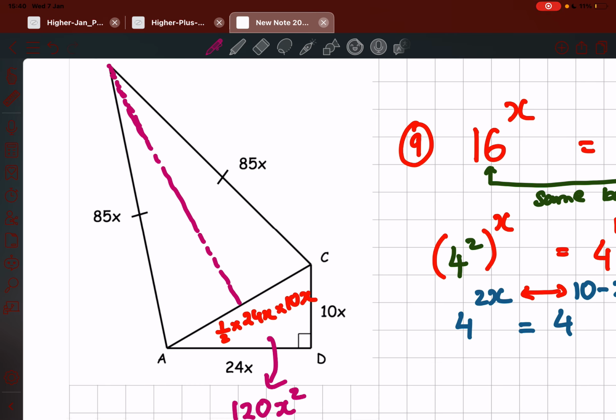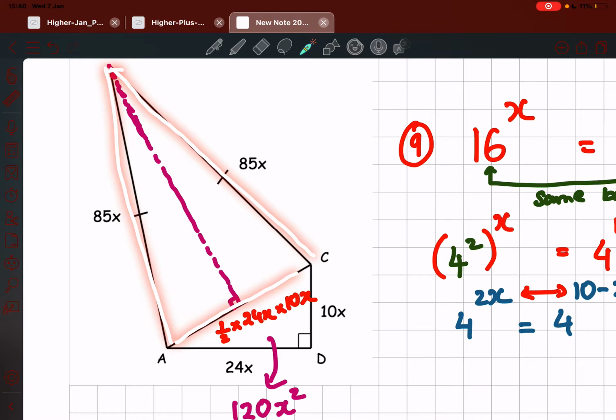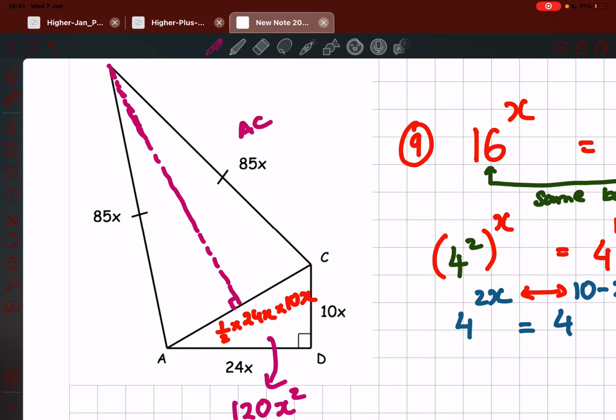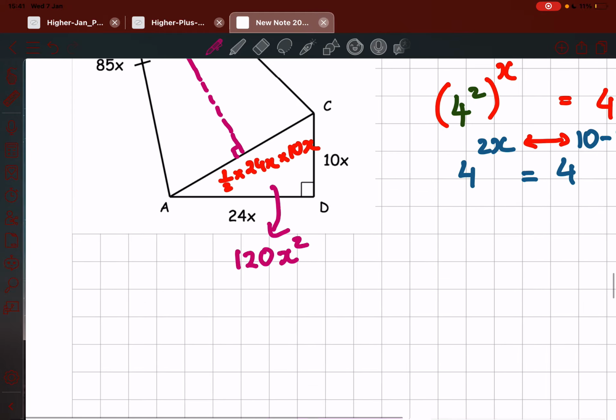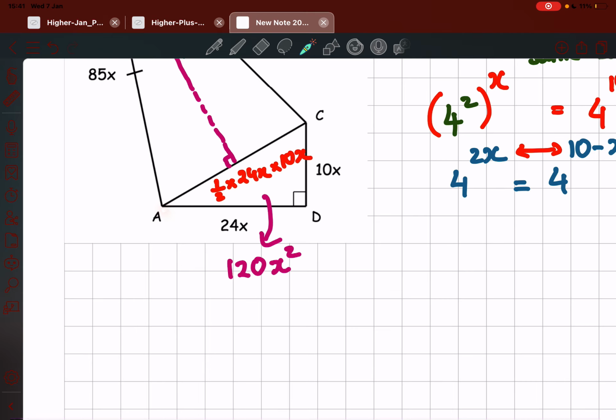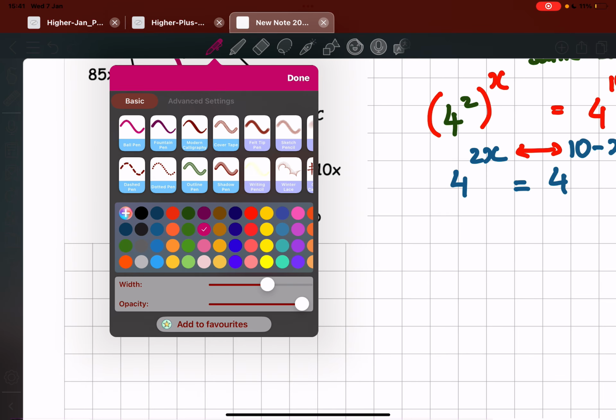Now to find the area of this isosceles triangle, I guess we're going to have to find the height, which goes exactly through the middle, and then use that somehow. If I focus just on this isosceles triangle, I'm going to need the base of that triangle, which is AC, and the height of the triangle. Let's call that H. I can find AC using Pythagoras theorem because I've got the base and the height.